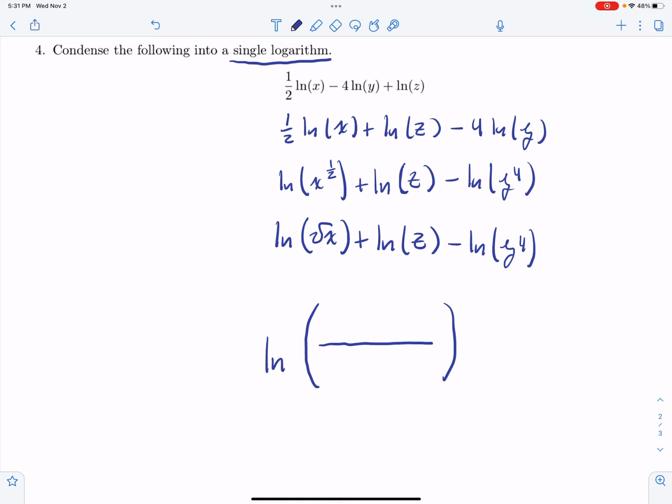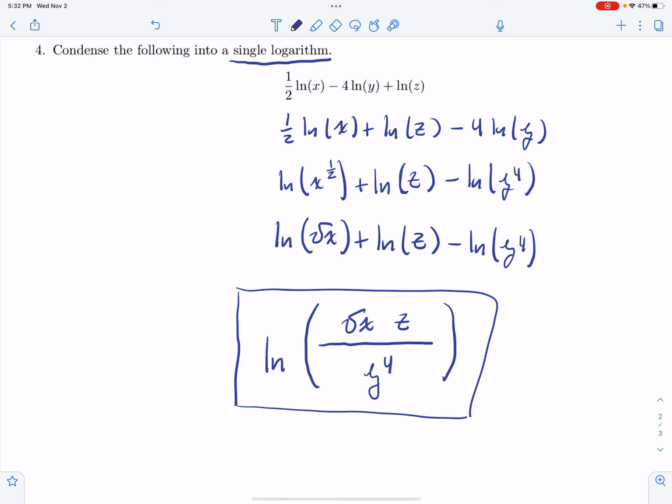So anything with a plus sign is going to go on the top. So that means that this square root x and this z are going to go up top. So I should get square root x times z on the numerator. And then anything with a negative sign, which is right here, this negative natural log y to the 4th, that means anything inside will go on the bottom. So I'll have y to the 4th on the bottom. And then this is our final answer. So our final answer is natural log of square root x times z over y to the 4th.